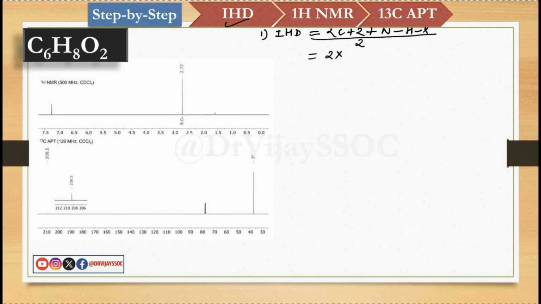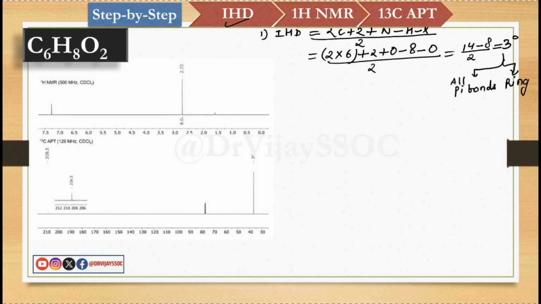So 2 multiplied by 6 plus 2 plus 0 nitrogen, minus 8 hydrogen, no halogen, divided by 2. So 3 degrees of unsaturation. It could be all pi bonds or ring plus pi bonds. Now we will look at the 1H NMR.